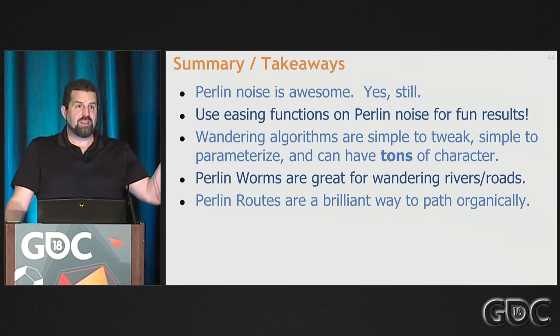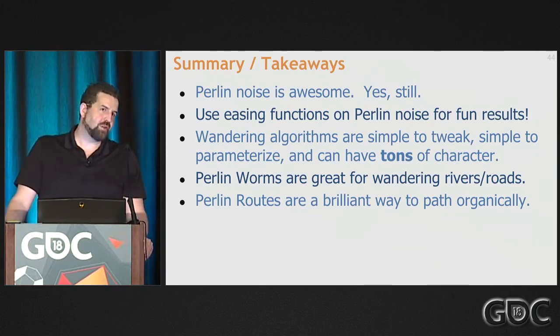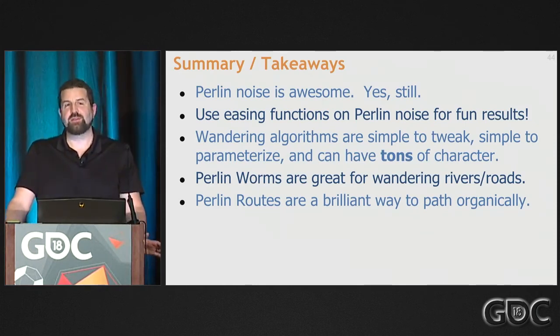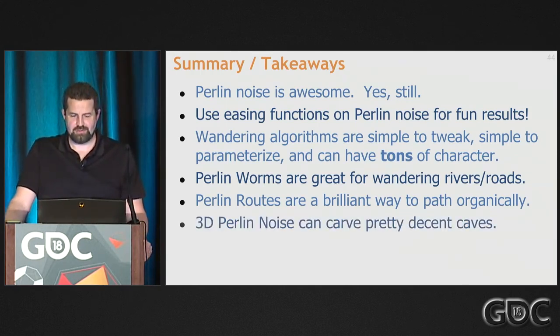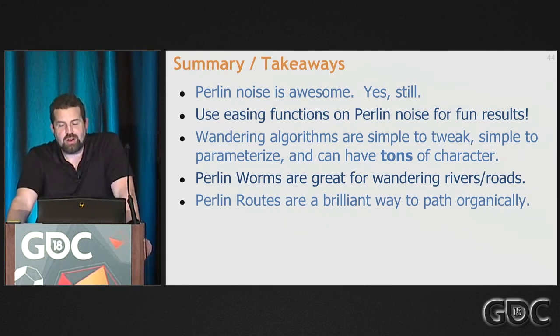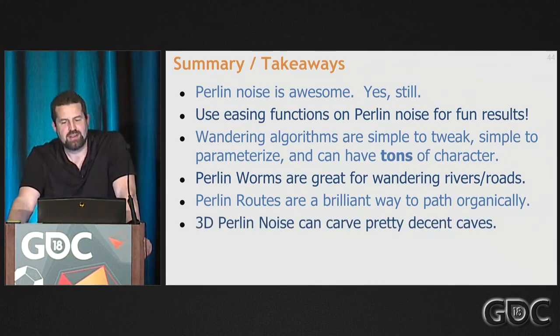And Perlin routes, meaning A star through Perlin noise, is one of my favorite ways to organically path from A to B, if I know where I want to go. Of course, if I don't know where I want to go, I can always still use that technique. I just pick a random place to go. So I can always use A to B algorithms, even if I want A to wherever.